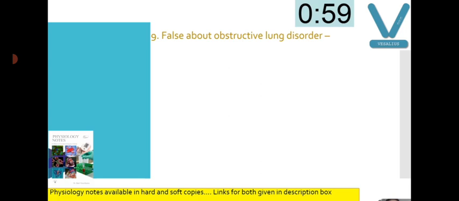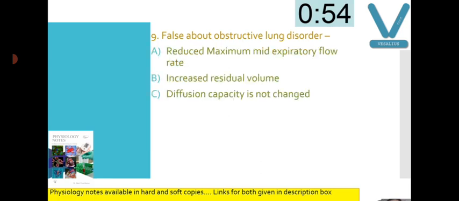Then, which is false about obstructive lung disease? Maximum mid-expiratory flow rate is reduced definitely because of obstruction, flow rate decreases. Because of obstruction, air remains inside the lung, so residual volume increases. Diffusion capacity has no role. There is obstruction, but diffusion is there. And FEV1 is reduced, not normal, so this is not correct.